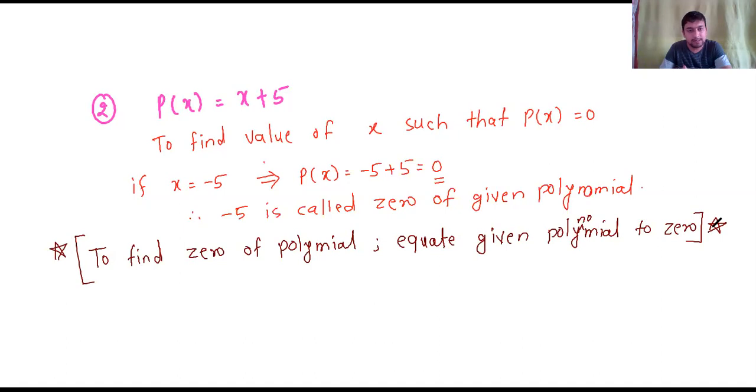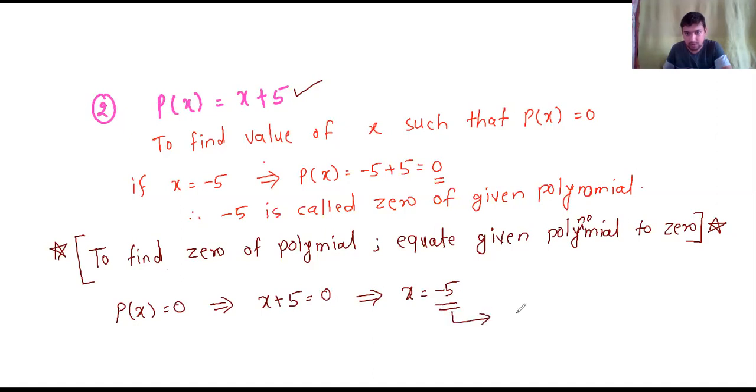For example, let us consider same example. Let's say given polynomial is x plus 5, you have to find out its zero. So you have to equate p of x equal to 0. That means x plus 5 equal to 0, which gives you x is equal to minus 5. So minus 5 is what? It is a zero of polynomial. Is it right? Yes. Okay, so you have to note that if it is asked to find out the zero of polynomial, you have to equate the given polynomial to 0.